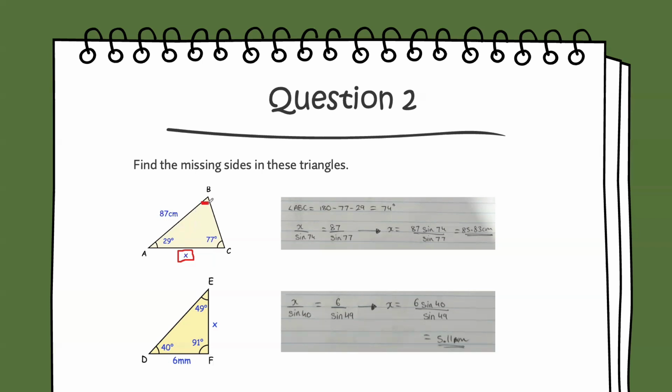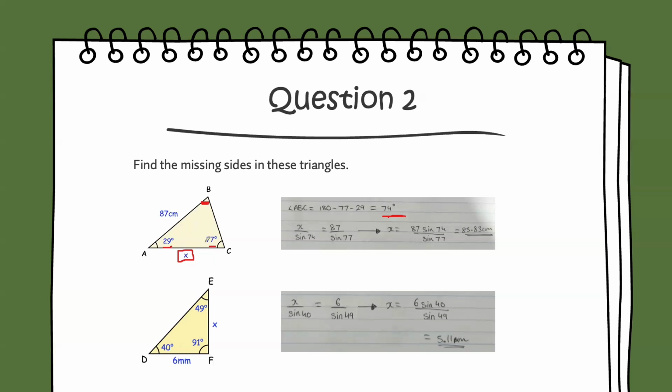But using our angle sum of a triangle, we can figure out that angle. We can figure out what this angle size would be, because we know what these other two angles are. This is 29 and this is 77. And you know that the three angles in a triangle have to add up to 180. So therefore, angle ABC is equal to 180 minus 77 minus 29, which is equal to 74 degrees. And then we can do our calculations.